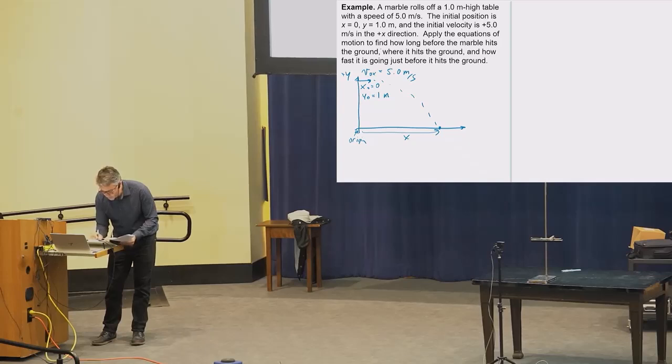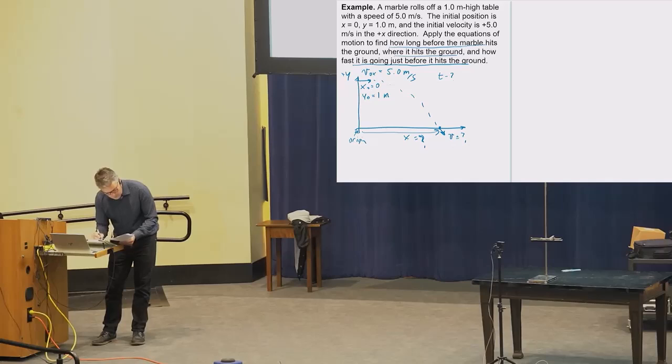Now apply the equations of motion, find how long before the marble hits the ground, and where it hits the ground. So we need t, and x, and how fast is it going just before it hits the ground. So put a question mark there. And also, just before it hits the ground, what's v?